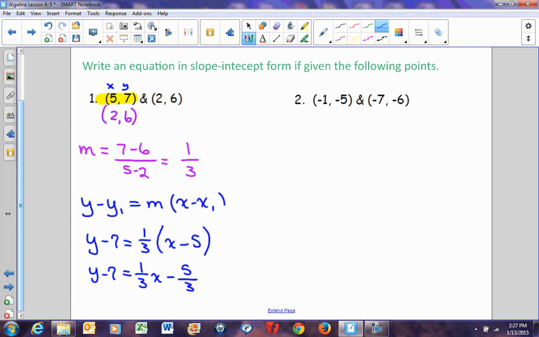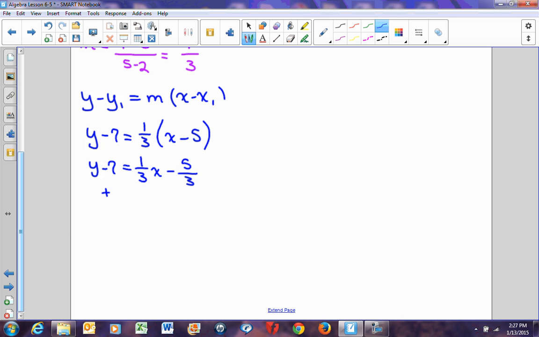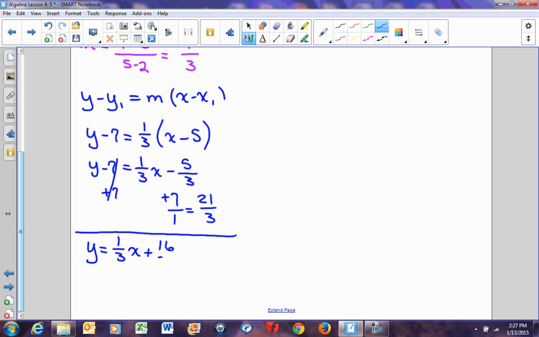Now I need to add the 7. Now I have to get a common denominator, because this is 7 over 1, which would be 21 over 3, right? That's why I like to write it this way, because it's very simple to simplify it right afterwards. So I'm going to get y equals 1/3 x. Negative 5 plus 21 is positive 16, plus 16/3. And you can leave it as 16/3.